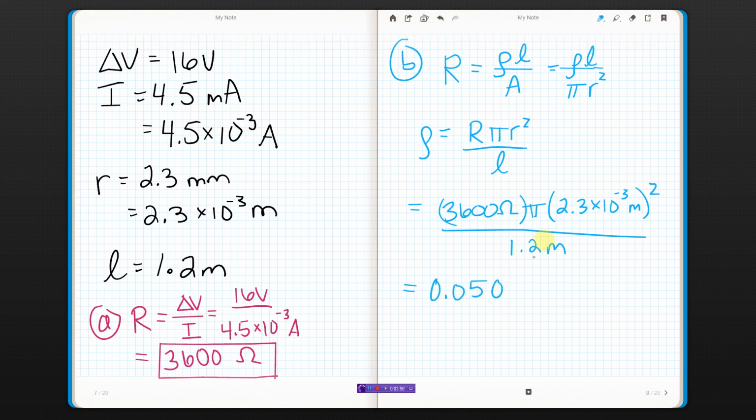Okay, that is going to give me 0.050. And the units work out so that one of these m's cancels this m, so we're left with an m on top and an ohm. So ohm meters are the units.